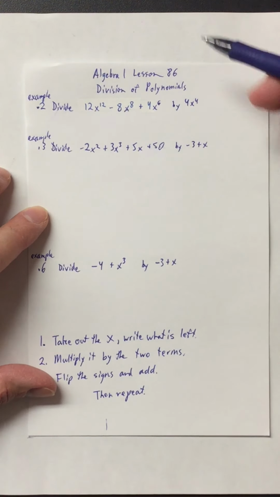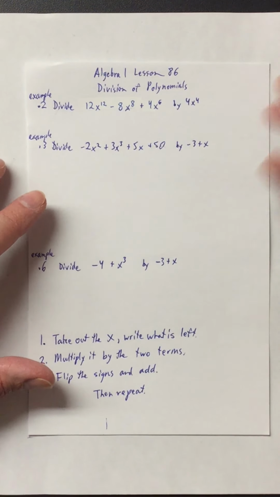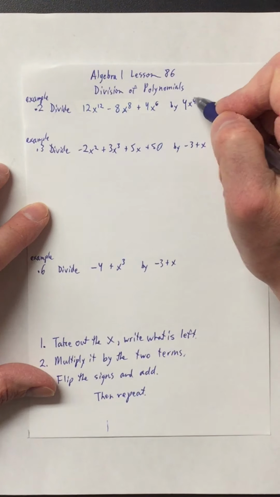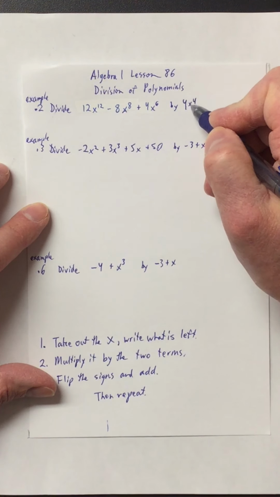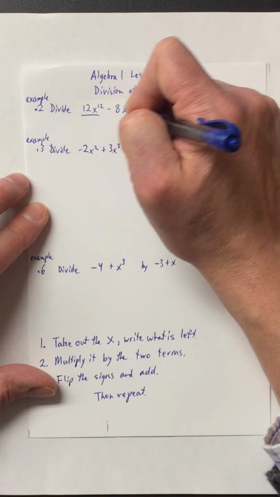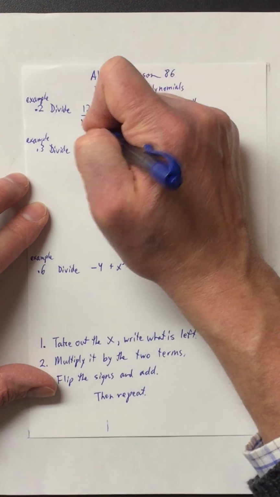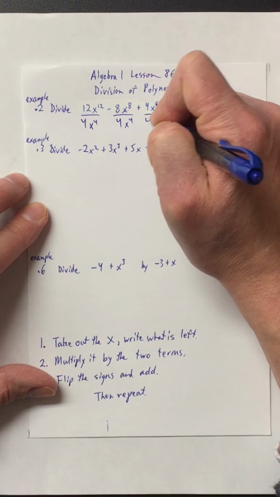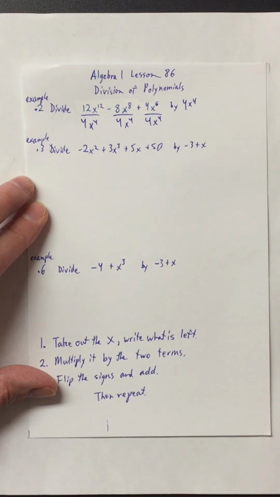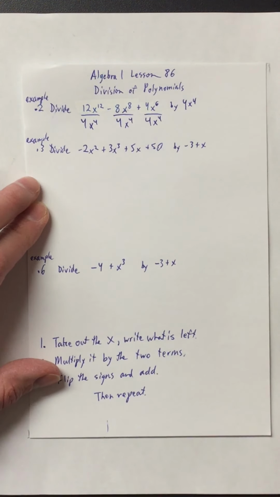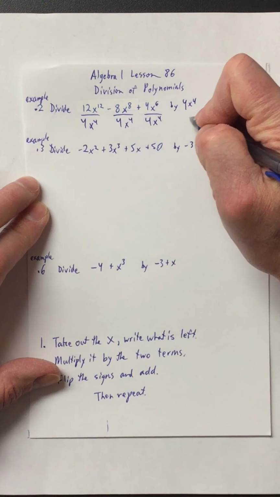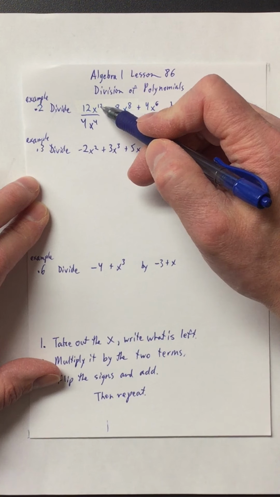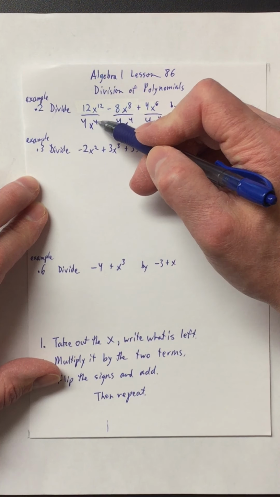Let's look at the example point 2 first. In this case here, we've got 3 terms divided by only 1 term. And in that case, division is the same thing as writing it as a fraction like this. And so then you just reduce the fraction. 12 divided by 4 is 3, and you have an exponent of 12 on the top and an exponent of 4 here.